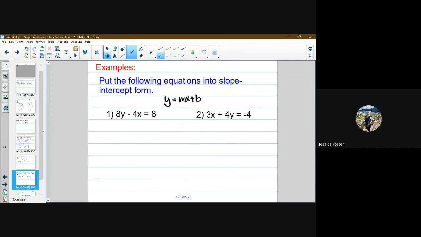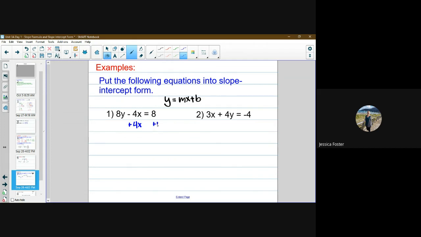So we're just going to use our algebraic properties to do this. So looking at this equation here, 8y minus 4x equals 8, I'm going to start by adding 4x to both sides, trying to get that y term by itself.